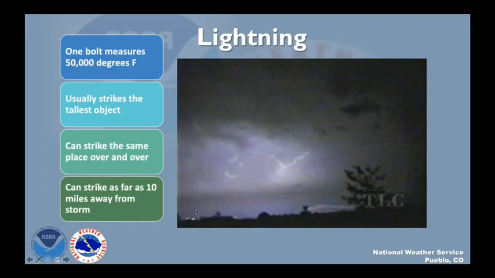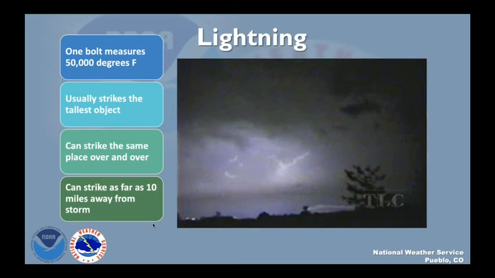It generally hits the tallest object, but this is a common theme. Weather doesn't really care where it hits. It's just following the path of least resistance. So if you happen to be in that path of least resistance, you are the object, and 50,000 degrees is going to hit you. I met a guy at a spotter talk once, I think it was my first one, who was struck by lightning, and it was incredible to know that somebody can survive that.